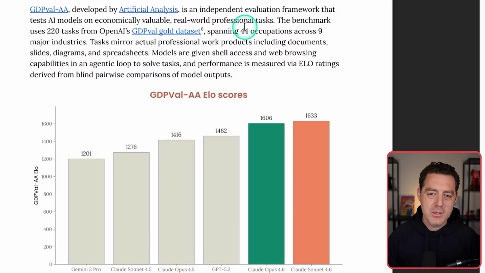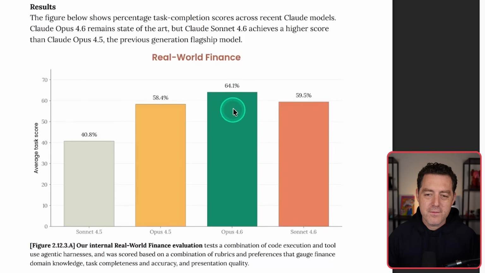GDP-Val measures the model's ability to accomplish real-world, meaningful tasks. It spans 44 occupations across 9 major industries. Tasks mirror actual professional work products, including documents, slides, diagrams, and spreadsheets, just more and more showing that this model is all about real world work. Here's a real world finance task with Opus 4.6 being number 1, and here is Sonnet 4.6 coming in just about 5 points behind it.